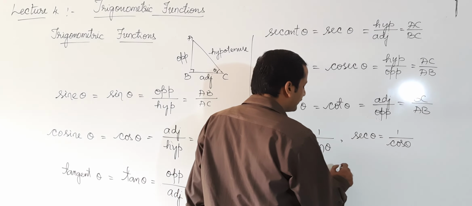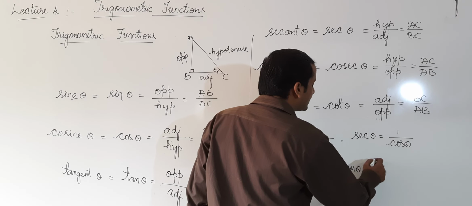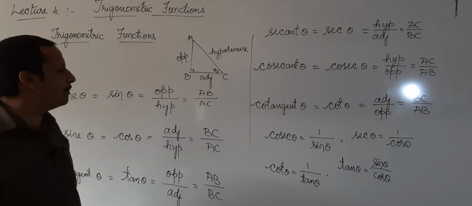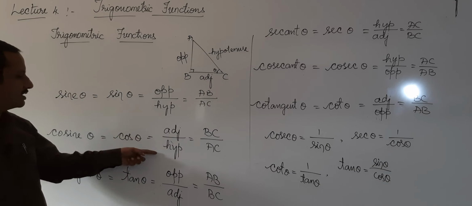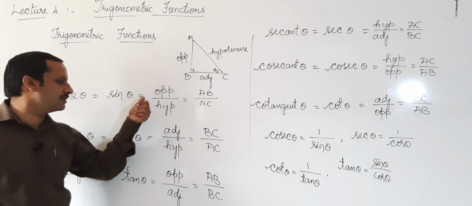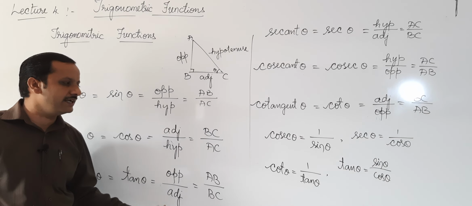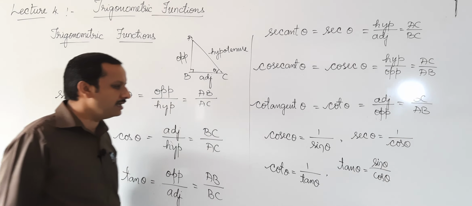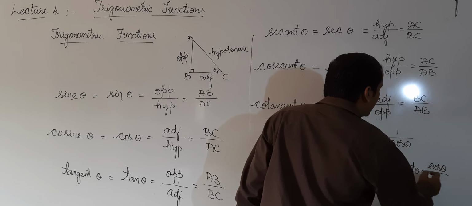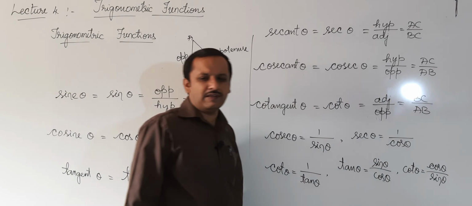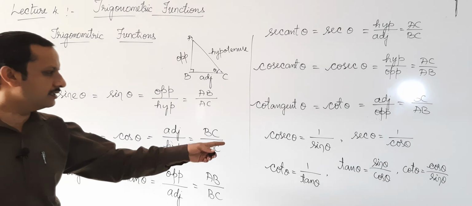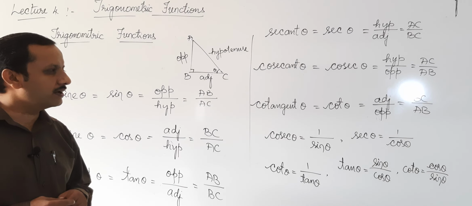And further, tan theta is also equal to sin theta by cos theta. Observe, sin theta by cos theta: if I divide this, here you have opposite by hypotenuse divided by adjacent by hypotenuse. Hypotenuse, hypotenuse gets cancelled. You will be left with opposite by adjacent, which is nothing but tan theta. Similarly, cot theta is equal to cos theta by sin theta. All these things are very well known to you, but still, I just want to recall them. Okay, so these are the definitions and these are the relations between those trigonometric functions.